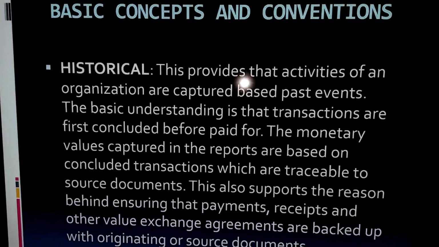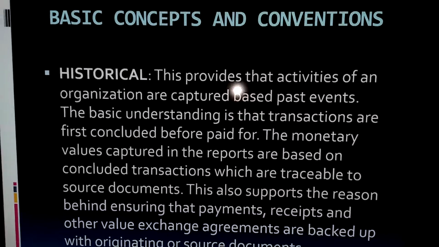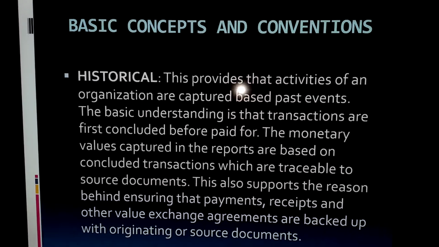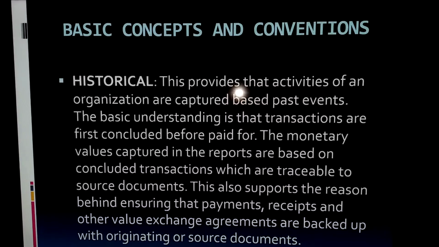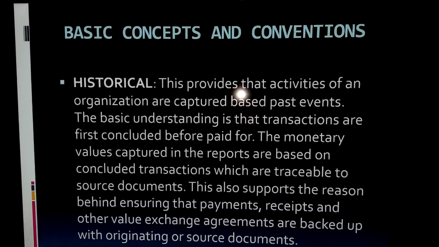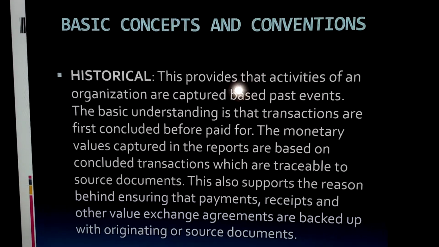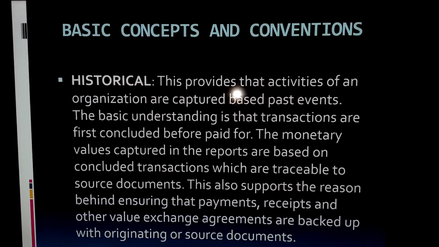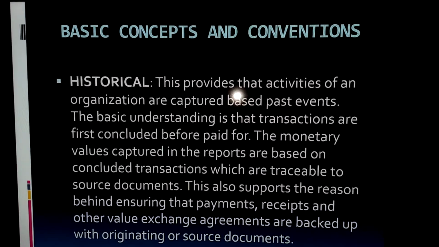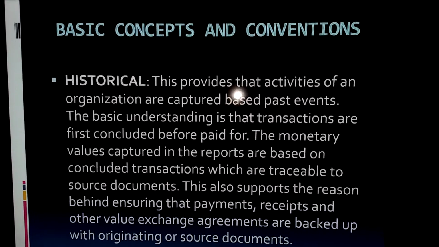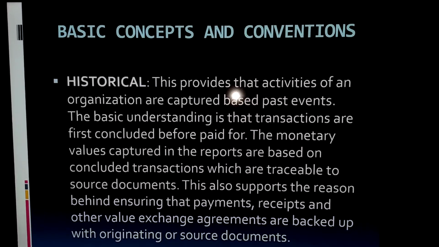Here we have the historical concept. What we're saying is that the activities that you report in a particular period are basically what has happened. So it's more of what? Past events. If you're reporting by the end of December, let's say 31st December 2019, what you're reporting is the activities between January and what? December. So these are events that have happened, already occurred.